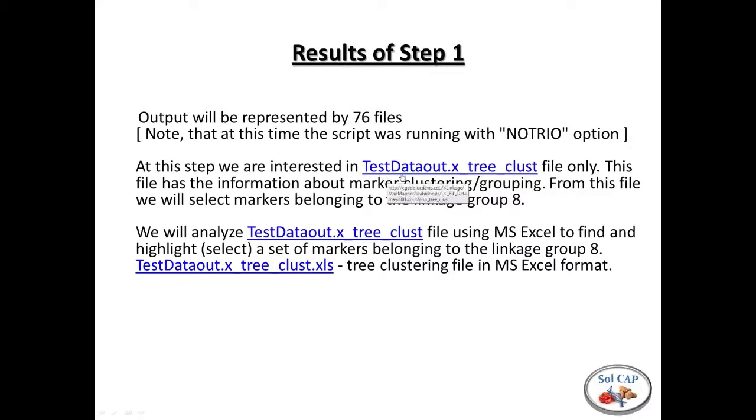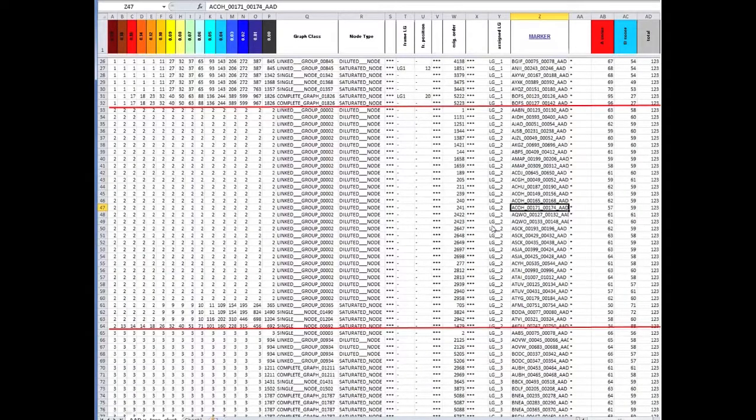It automatically puts out the output file name that you defined in your script, so test data out, and then it adds this xtree cluster file. You can grab that file and open it in Excel, and it basically is an Excel file in Excel format. And this is what you see: an Excel file with a number of headings and a bunch of information.